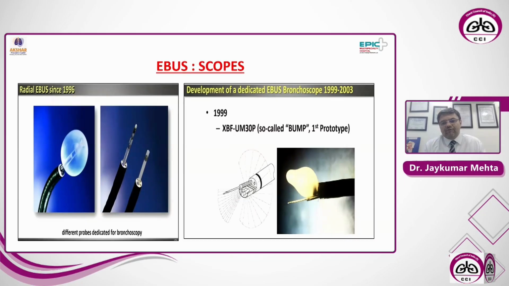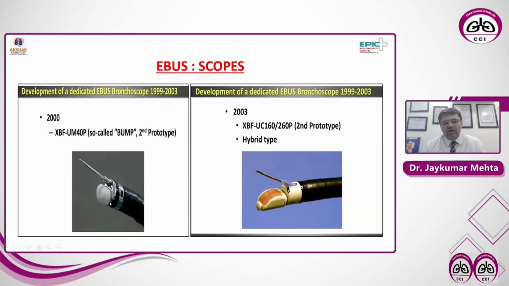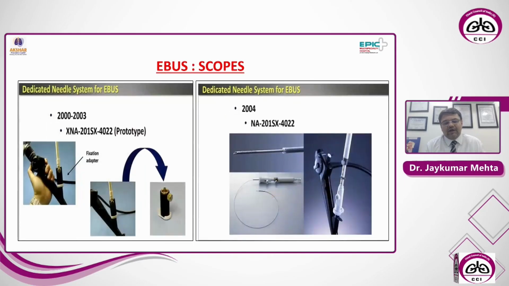And then there was development of a dedicated EBUS bronchoscope, which is also called a bumposcope, the first prototype. Here you can see there is hardly any angulation, and the needle was going straight forward like what we do in conventional TBNA. And hence it required some modification with a development of some curvilinear EBUS transducer, and then there is shooting of the needle at an angle, which is very important to set the angle when we pierce the lymph node. And I think this is the bronchoscope, which was the second prototype, which we are still using and having it in our armamentarium.